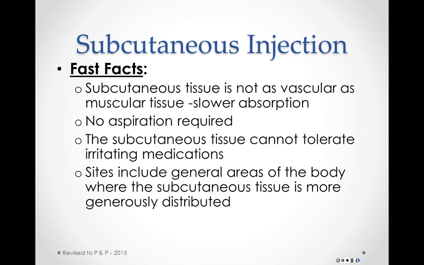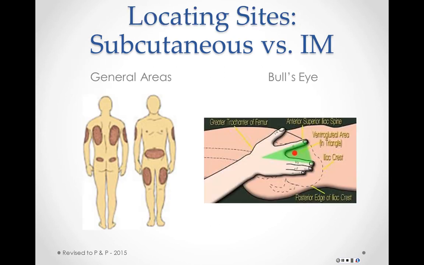Subcutaneous sites include general areas of the body where the subcutaneous tissue is more generously distributed. Think of subcutaneous sites as zones or regions, and the intramuscular sites as bullseyes. Greater precision is required with intramuscular injections due to the depth the needle is inserted and the major nerves and blood vessels that are in and around the muscle.